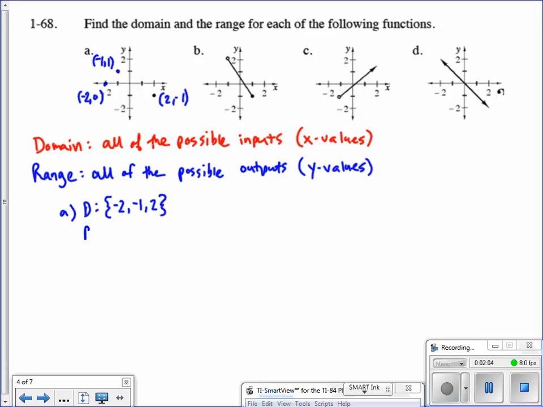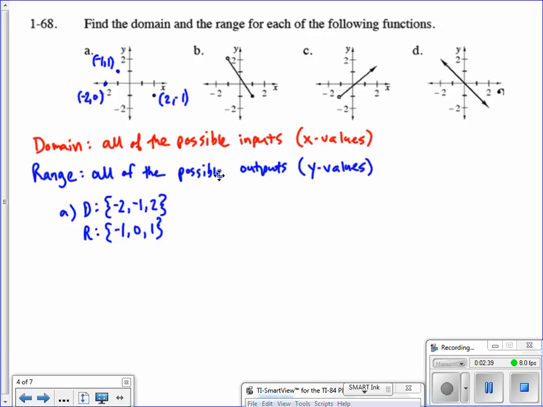Our range for this problem, well, let's go upwards. Let's look at our y coordinates. We have a -1 on this point here. We've got this point here that has a y coordinate of 0, and we have this point here that has a y coordinate of 1. So we're going -1, 0, and 1. Those ones are a little bit easier when you have just the points. You just got to make sure you keep them straight, your x's and your y's.